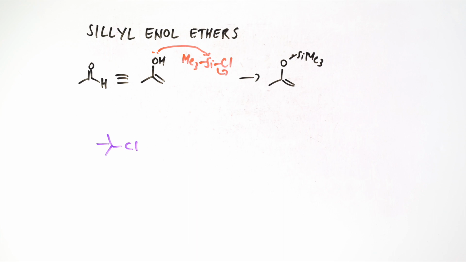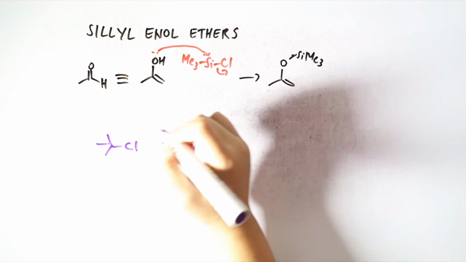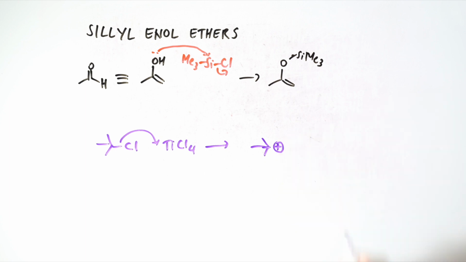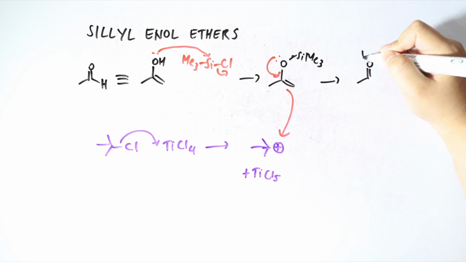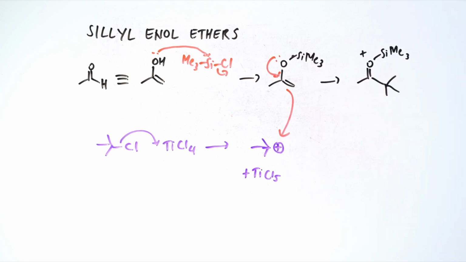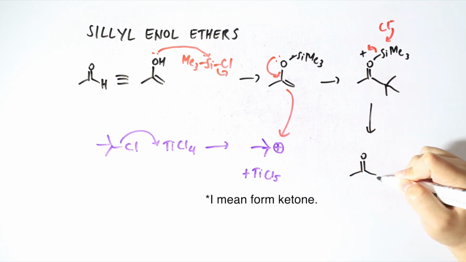With the help of a Lewis acid, titanium tetrachloride, a tertiary carbocation is formed. Then this carbocation can be attacked by the silyl enol ether. Then the silyl enol ether can be cleaved with halide anions to form the aldehyde.